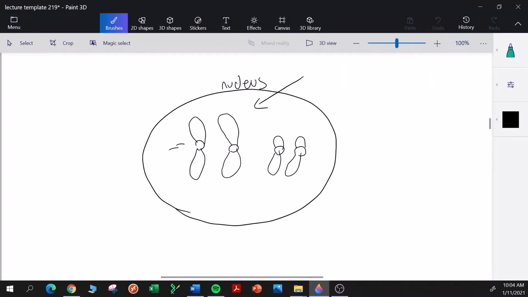Here I have some metacentric chromosomes, and here I have some acrocentric chromosomes. That way we could easily tell them apart. Okay, so I hope that helps you understand what the haploid number is and how we will be using it in this course.